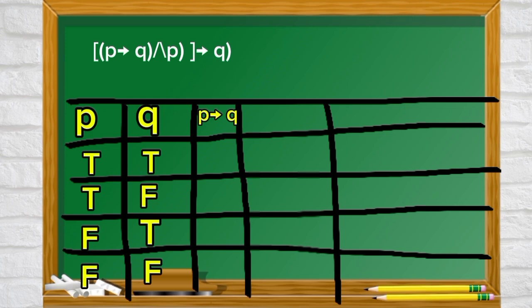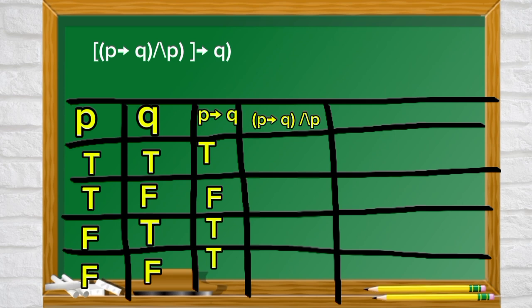Remember that an if-then statement is true in every situation except when the if part is true followed by a false then part. So if the conclusion is false when the antecedent is true, we will put false. So it is true, false, true, true.